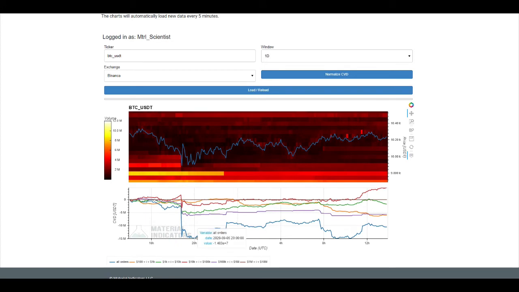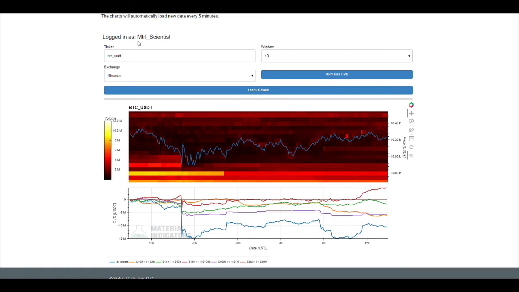So here you can see that yesterday around 8 p.m., there was a CVD of minus $15 million. And for example, this red curve is currently at a net plus of $4.5 million.